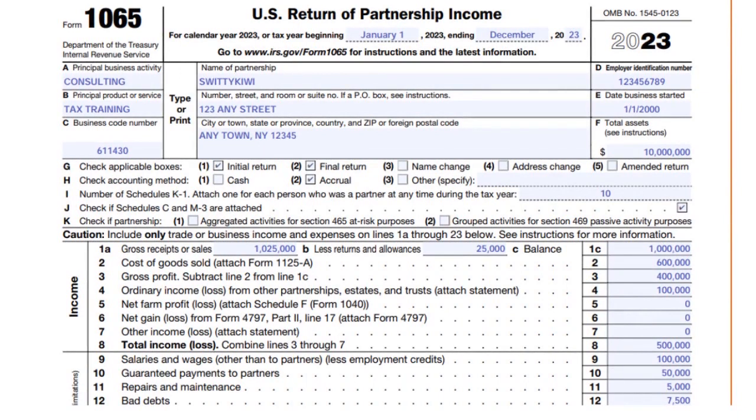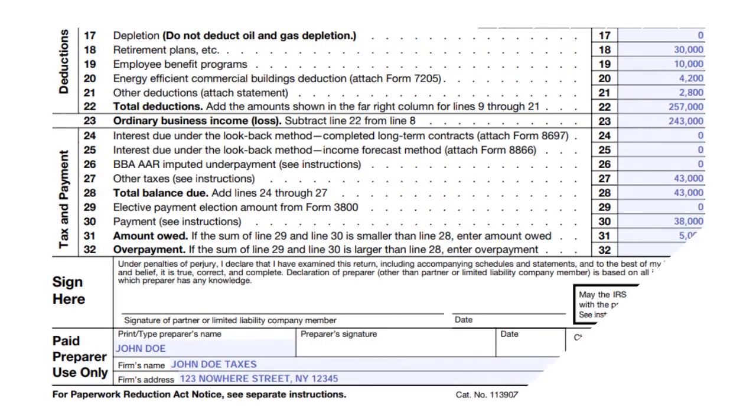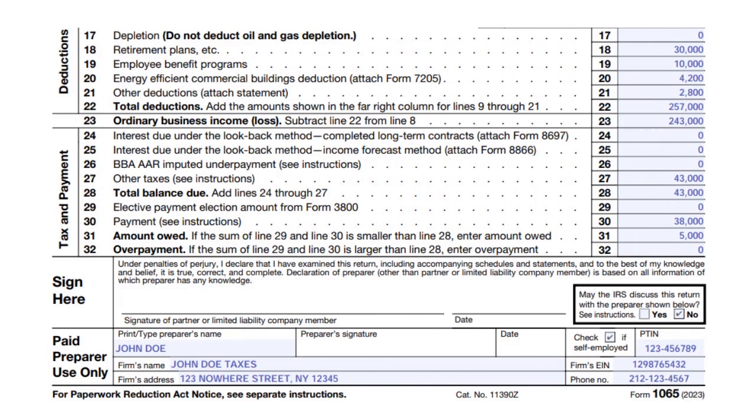Can we please show this on the screen here? We're going to show the top of the form, so you can see that here, line 8, the total income or loss is $500,000, right? Line 8, $500,000. So when you subtract, now we're going back to the bottom part of the form, when you subtract 257,000, line 22, from line 8, you get 243.